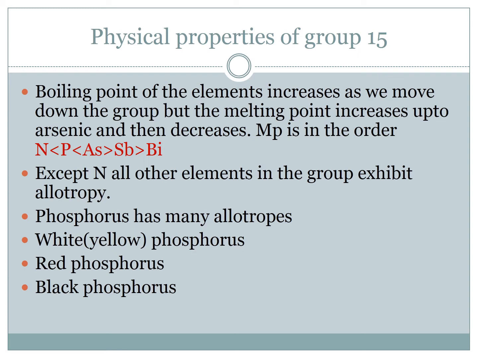Except for nitrogen, all other elements exhibit allotropy. What do you mean by allotropy? The same element can exist in more than one stable form, and that is possible mainly for phosphorus. Phosphorus is found in 3 different varieties: white phosphorus, red phosphorus, and black phosphorus, which we will be dealing with in the next PowerPoint.